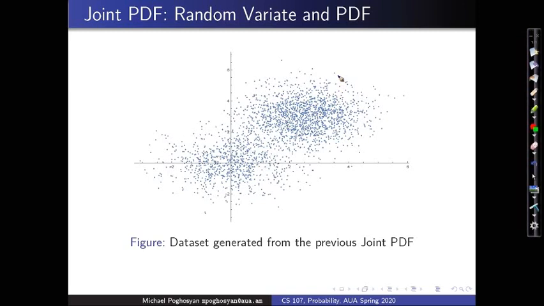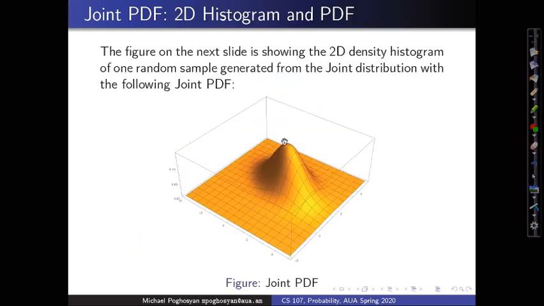So what is this? This is just one of the possible values of X, Y. And this is another possible value of X, Y. So we have generated several thousand points, possible values of X, Y, a dataset generated from the previous joint PDF.